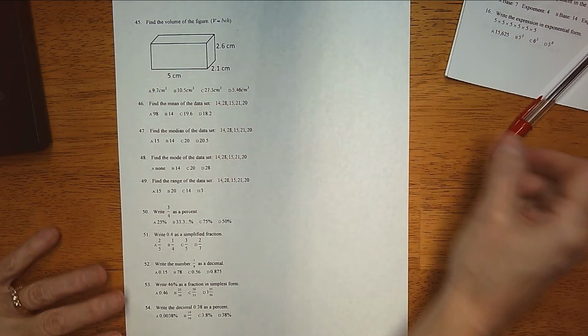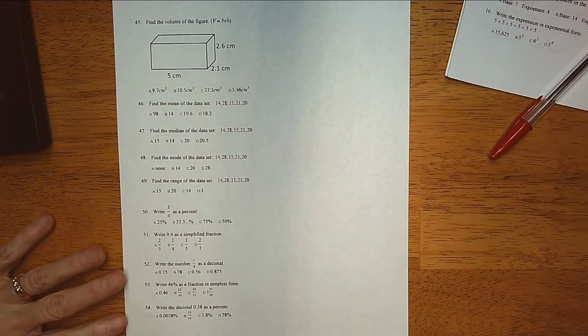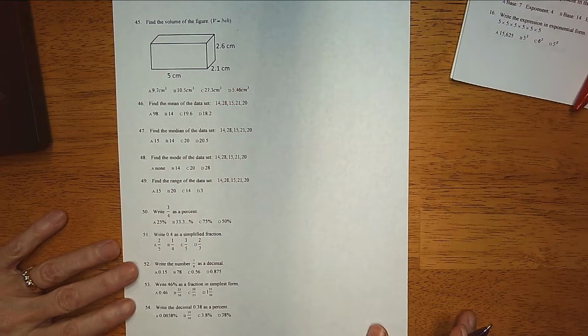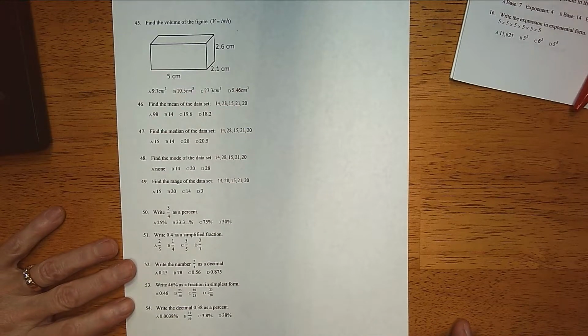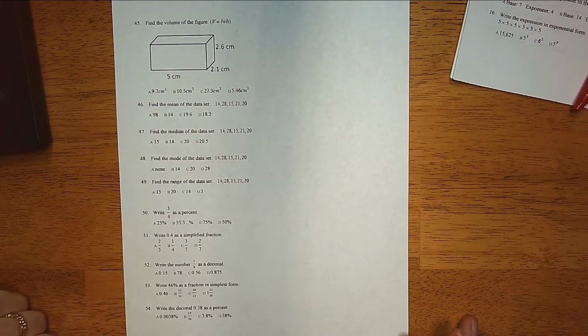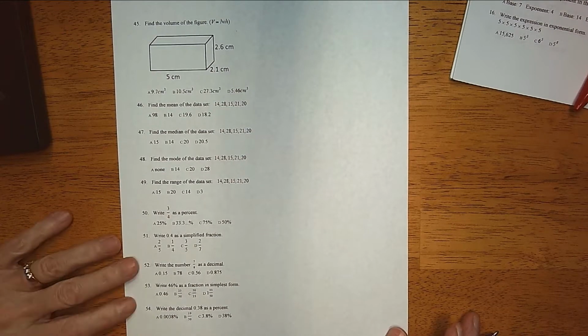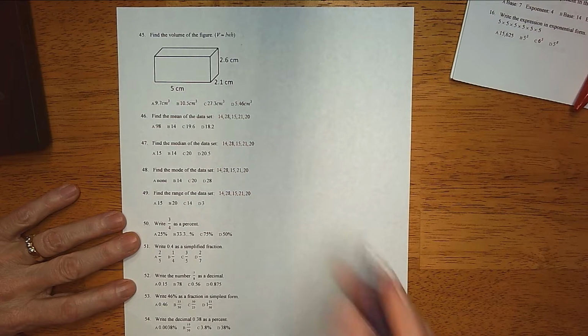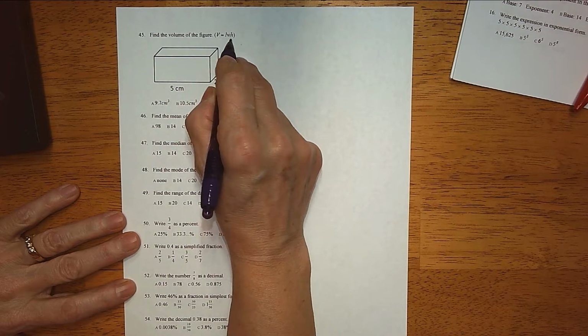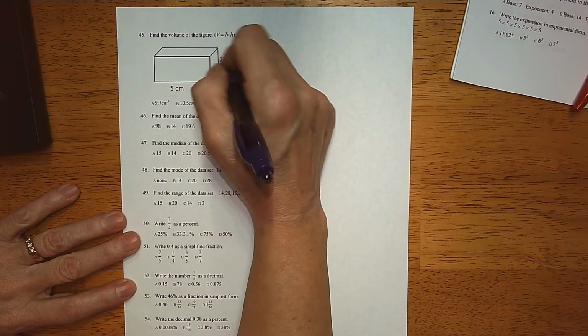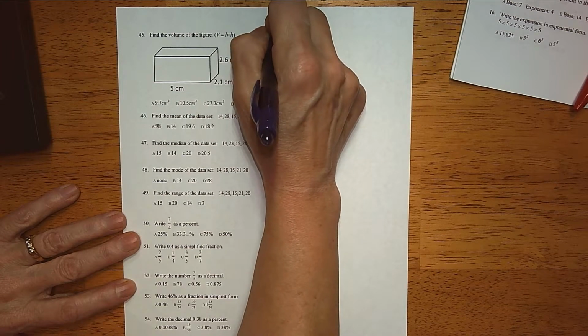Okay, here we are with page 6, numbers 45 through 54 of our Math 6 semester final study guide. And we are still in a no calculator situation here. All right, so number 45 says to find the volume of the figure. Well, we know that volume is length times width times height. So I'm going to start off with two of my numbers here and multiply them.